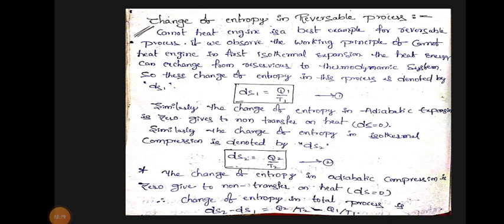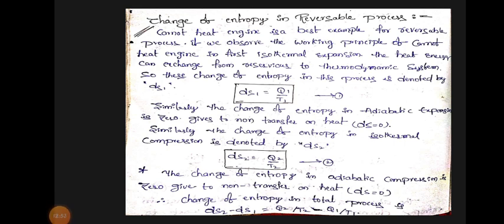So I will go to the next topic, change of entropy in a reversible process. The Carnot heat engine is the best example for a reversible process. If we observe the working principle of the Carnot heat engine, in the first isothermal expansion, heat energy flows from the reservoir to the thermodynamic system. The change of entropy in this process is denoted by dS1, that is dS1 is equal to Q1 by T1. This is equation number 1.